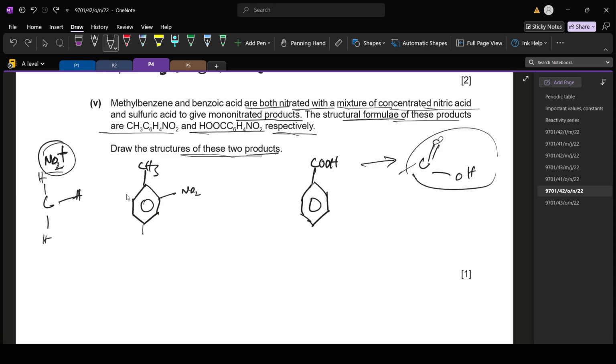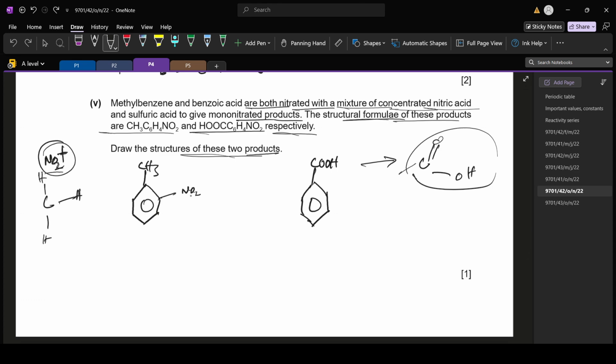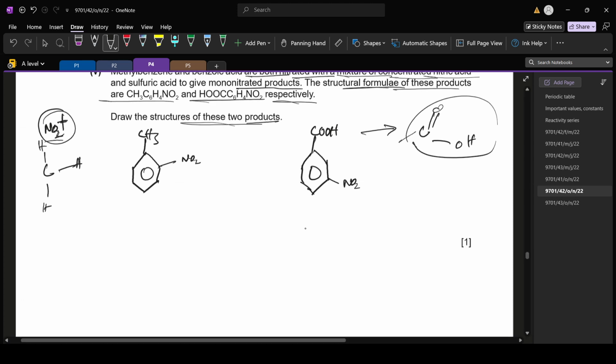Okay, so that's correct. And on this benzoic acid, it will attach on the 5 or 3 position. So 1, 2, 3, it will attach over here. Okay, so that's how you will draw these structures.